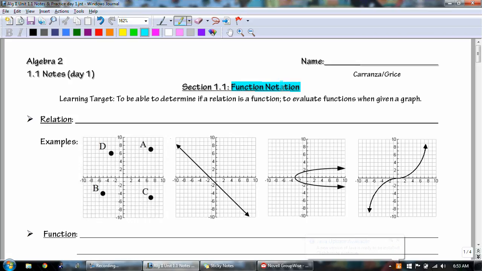Our learning targets today are to be able to determine if a relation is a function and to evaluate functions when given a graph. So, a function, or actually, we're going to talk about a relation first.